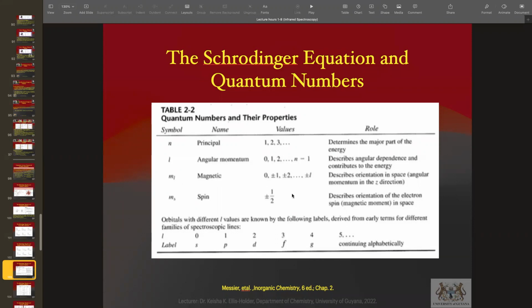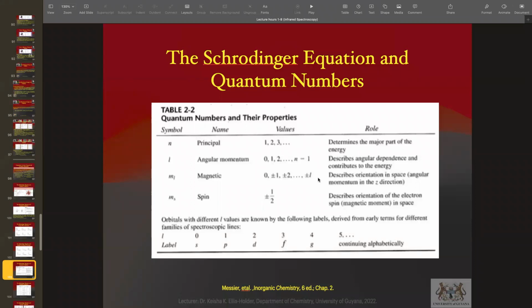ML describes the orientation in space of your orbital. So in this particular case, we have the values 0, plus minus 1, plus minus 2, all the way up to L. And essentially the angular momentum is in the Z direction.